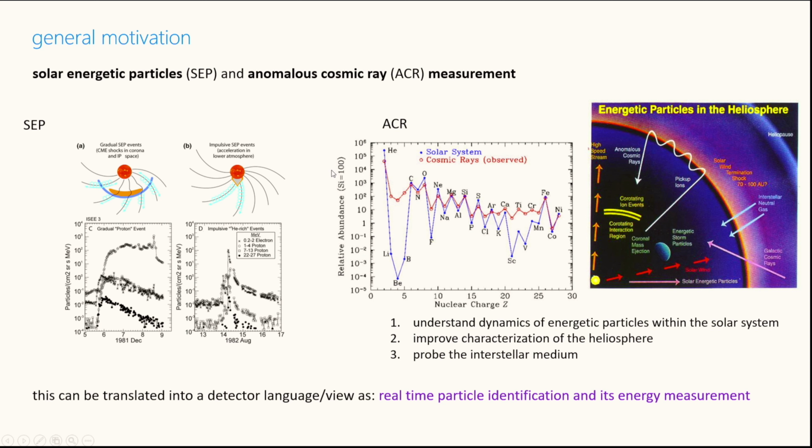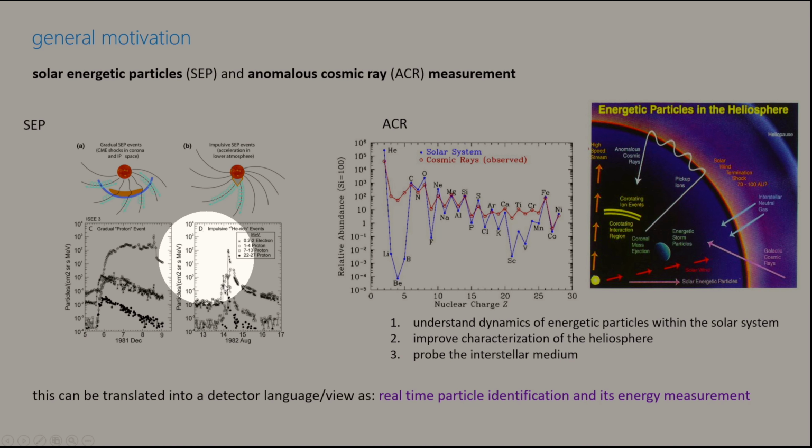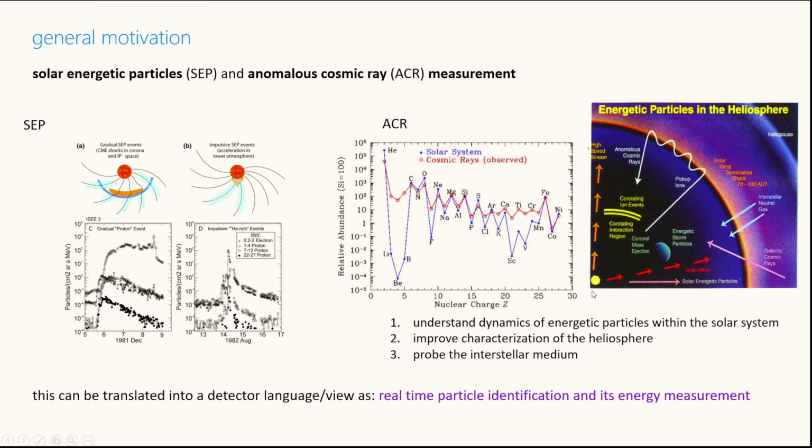So we have two kinds of particles or events, rays, whatsoever: solar energetic particles, and anomalous cosmic rays. I will not go into details of the mechanism, how it works, because you are experts there. But I would like to translate this formulation of studying such processes into a detector language. So the translation is real-time particle identification and energy measurement.